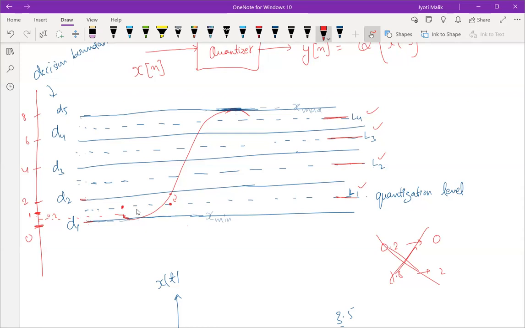Understood. So all the points which lie from D1 to D2 are closer to L1, so we will map them to L1. This point to L1, this point to L1, this point to L1, this point also to L1. Let me use a different color.